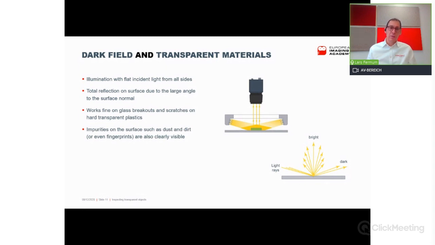The image appears mostly dark, but features as scratches shine brightly because they scatter the light towards the camera. This works well for glass breakouts and scratches on hard transparent plastics. Particles on the surface like dust and dirt or even fingerprints are also clearly visible. And maybe that's what you can also have a look with your smartphone. If they are in the right angle and low angle, maybe you can also inspect then dust and dirt on the surface. And that's the way how it works.